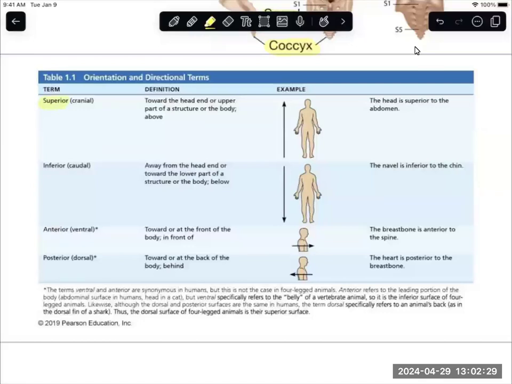Superior. When we're talking about something that is superior, we're talking about something that is above something else. Like your head is superior to your chest, or your abdomen is superior to your hips. You can use it to talk about a lot of different parts of the spine and the body. Inferior is just the opposite. Inferior means that it's below something else. So if you're comparing two body parts, when something is inferior, like your hips are inferior to your belly button. Your shoulders are inferior to your head. Or here, the navel is inferior to the chin.